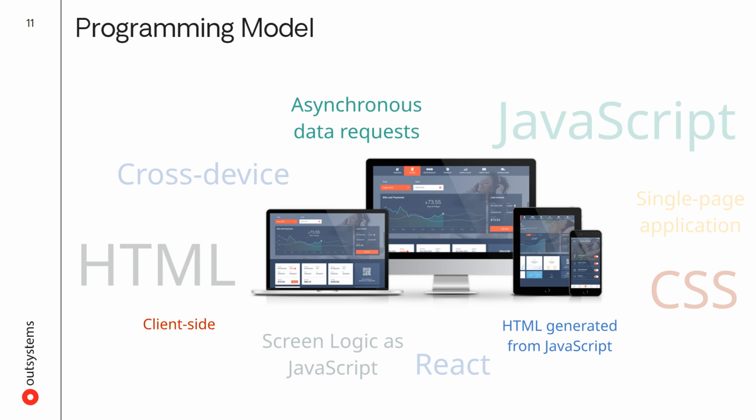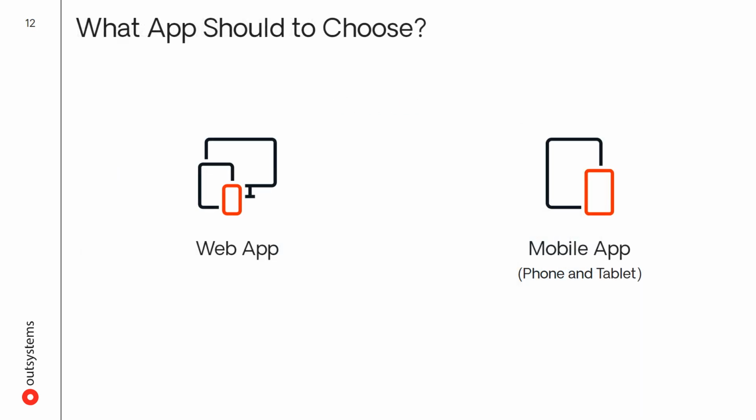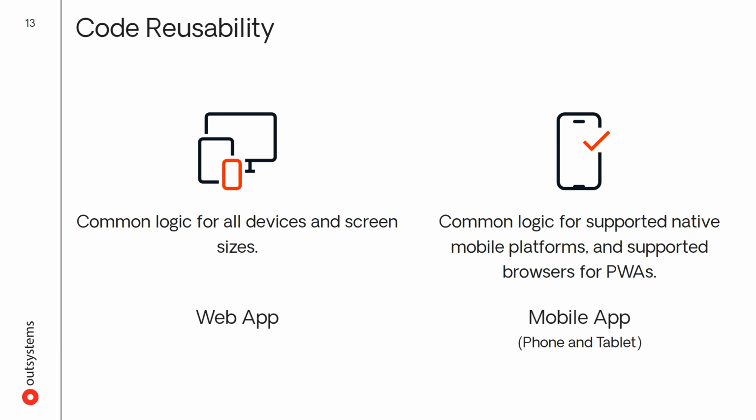We've seen that to leverage modern technologies and create awesome, rich user interface and experience, ODC provides both web apps and mobile apps. But the question remains, which one should I pick? Let's compare both, in order to make a well-informed decision. Both web and mobile apps are very similar in regards to code reusability. The same logic will be common in either case.